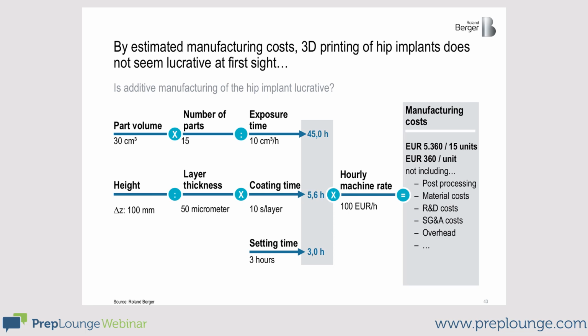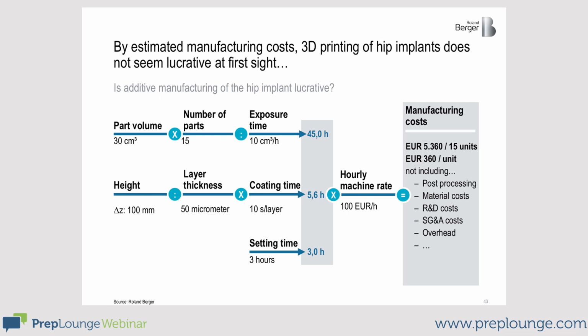At the first stream, I have my part volume of 30 cubic centimeters divided by the exposure time of 10 cubic centimeters per hour. The result would be 3 hours per implant. However, don't miss this very important point that can be a trap. When I want to be efficient, I cannot produce just one piece at a time, because if I did that, the two other time components, coating time and setting time, would only be divided by one single part.